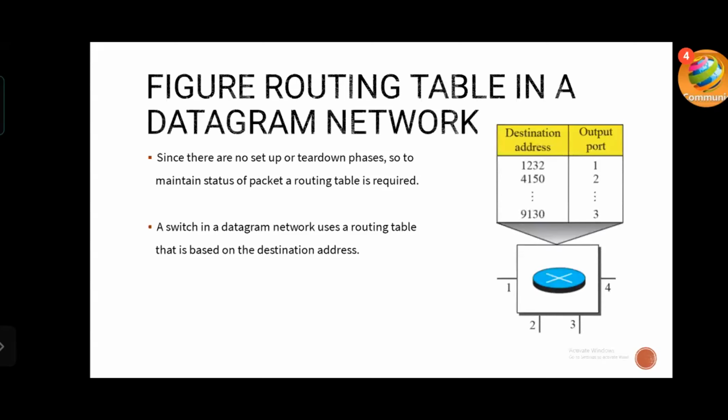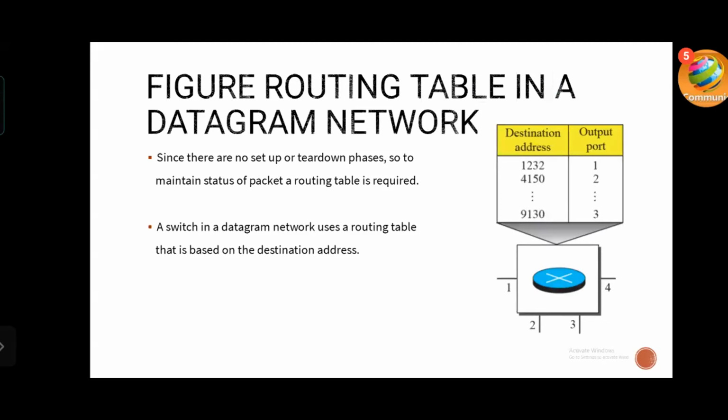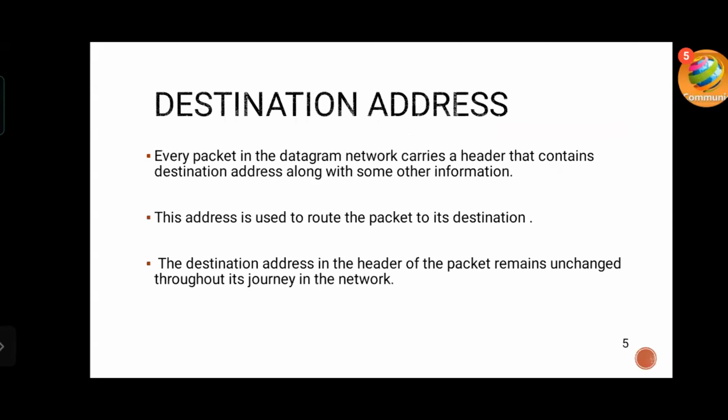Figure: routing table in a datagram network. Since there are no setup or teardown phases, a routing table is required to maintain the status of packets. A switch in a datagram network uses a routing table that is based on the destination address.